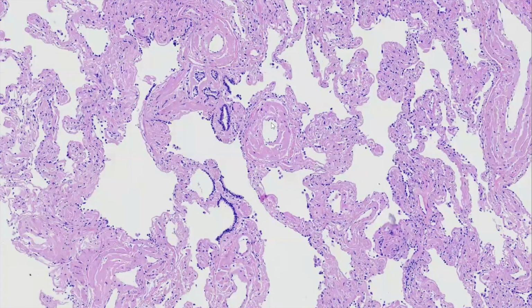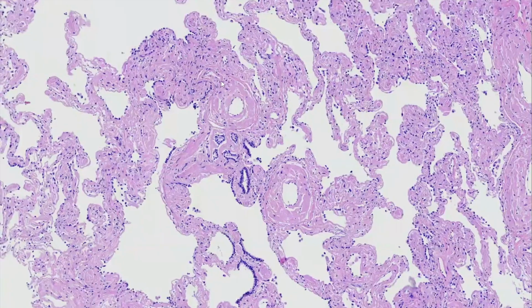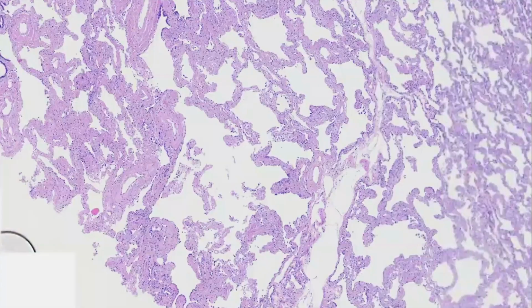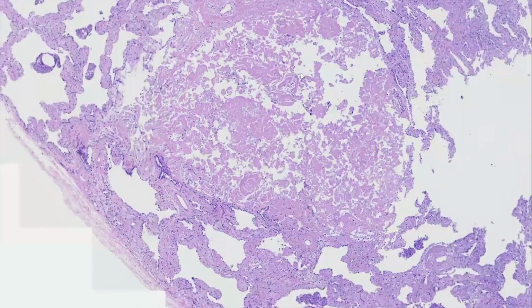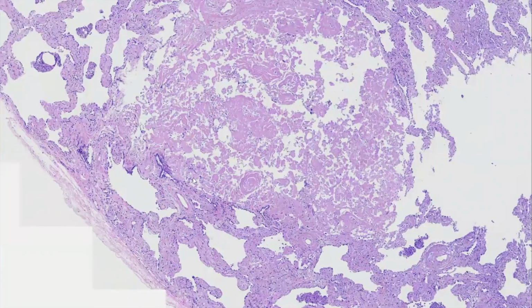So there's three main categories of amyloid that can involve the lung. We classify them as septal amyloidosis, which is this case where you have the amyloid deposited in the alveolar walls. Nodular amyloidosis is when you just have a localized accumulation of this. And then there's another type of amyloidosis known as tracheobronchial amyloidosis, which occurs associated with the airways.